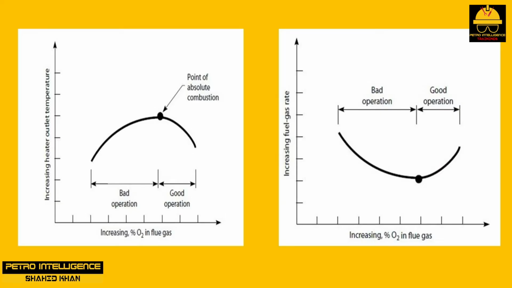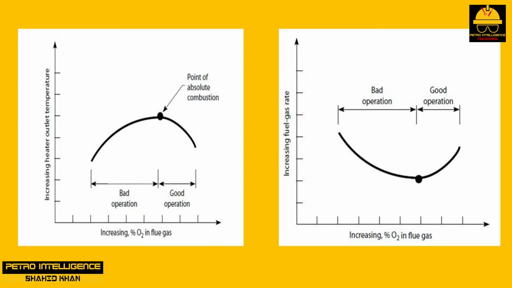Take another look at pictures. We are talking here about the portion of the curves marked as bad operation. What would be the color of the flue gas as it emerged from the stack during this type of operation? Would it be black? No, it would not necessarily be black.